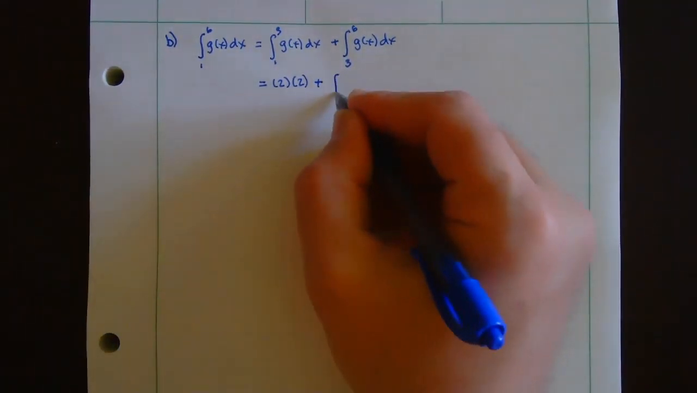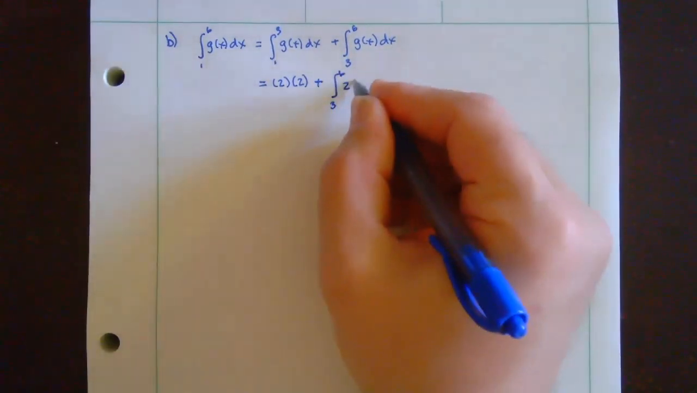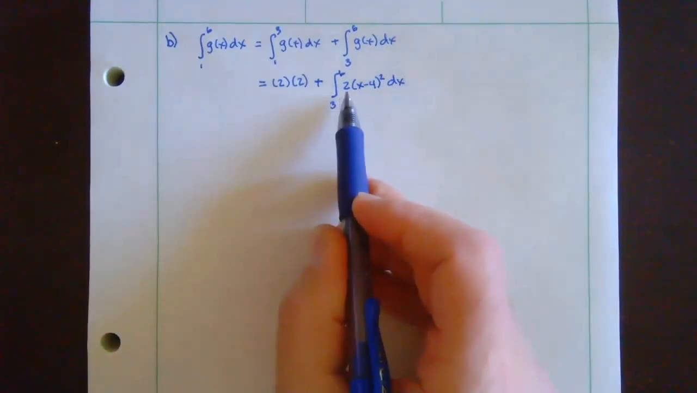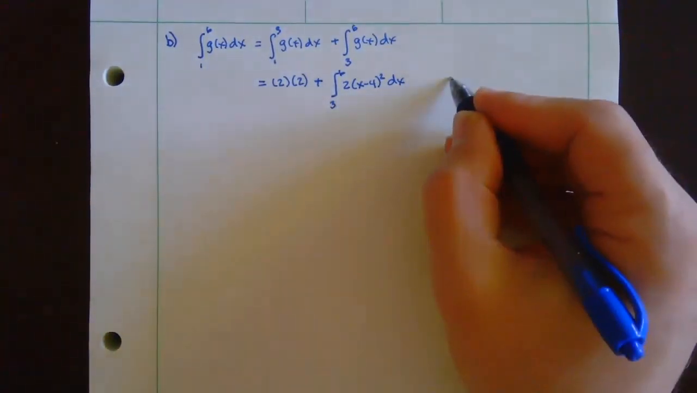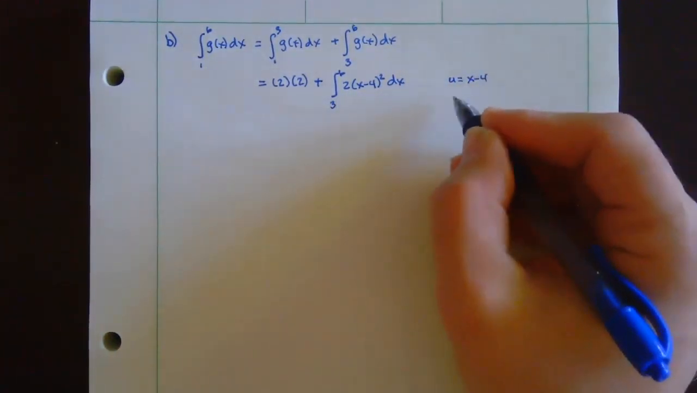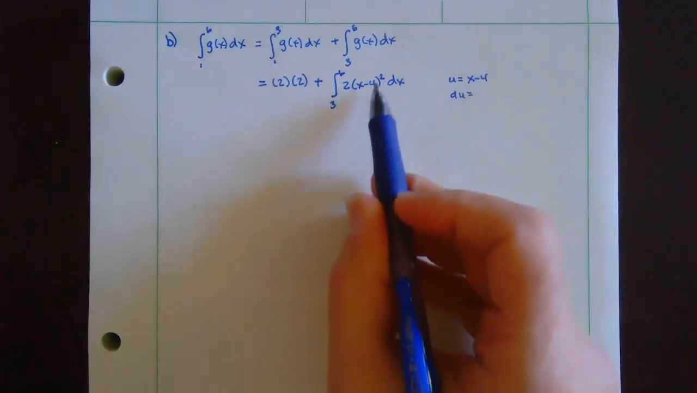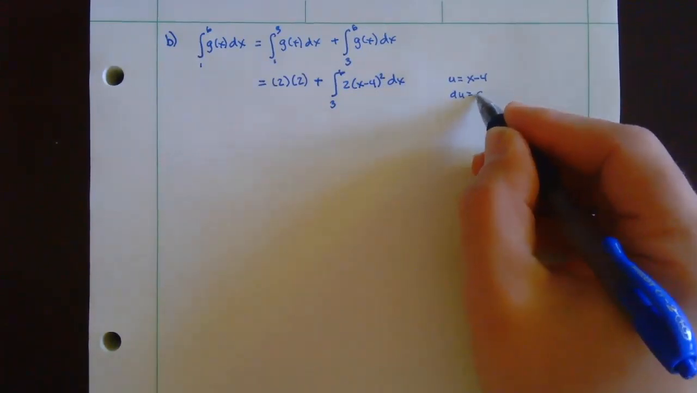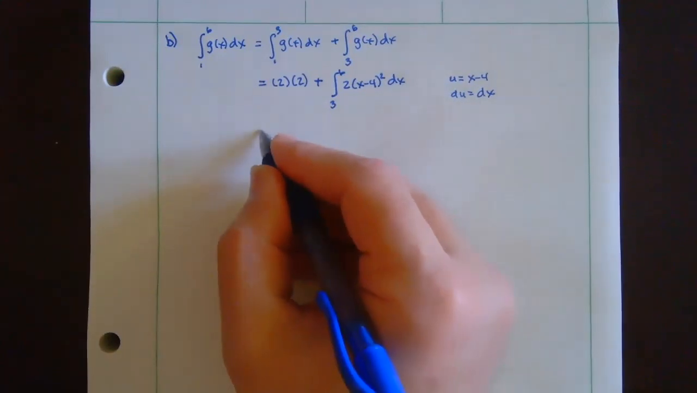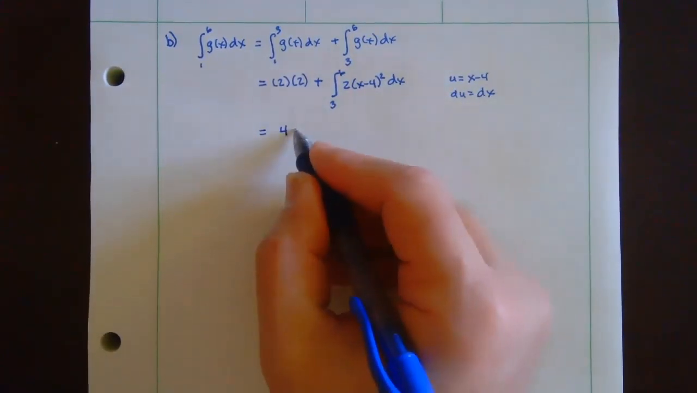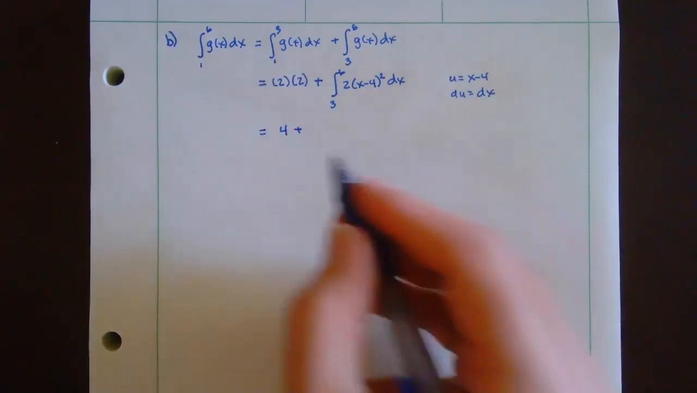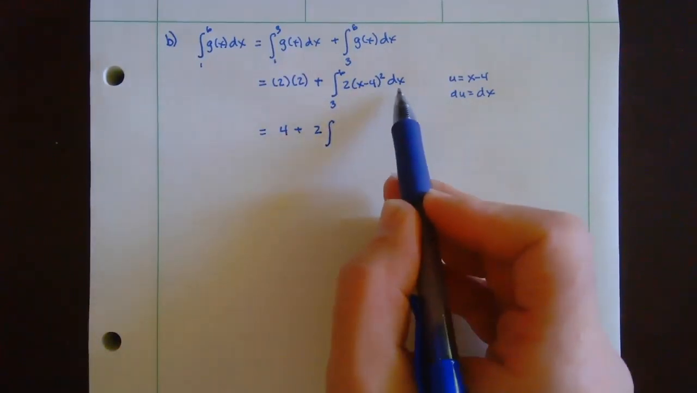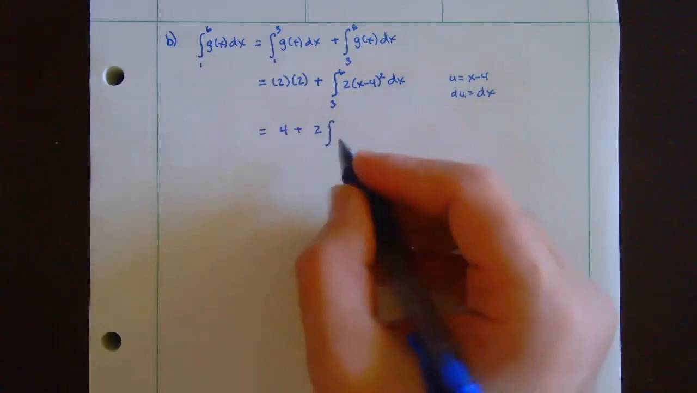So the integral from 3 to 6 is this function, 2 times (x minus 4) squared dx, okay? So a couple things, I'm going to pull my 2 out. I'm going to let u equal x minus 4, because I have an inside function inside this squaring function, okay? So you want to use integration by substitution. So du would equal dx, okay? And so this would be 4, and then plus, and then I'm going to bring the 2 out, and this is going to be u squared, and the dx just becomes your du, so it's u squared du.